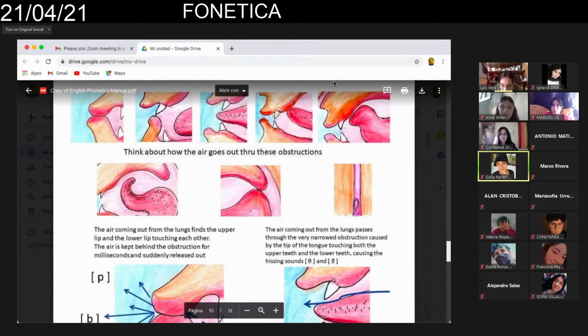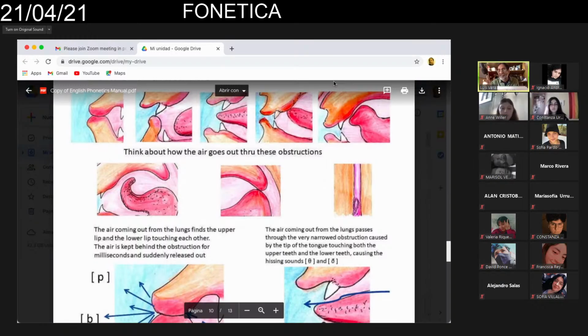Let's revise them now. We already revised the fricatives. Let's start again. f, v, s, z, sh, zh, and h. Now let's revise the stops or plosives. The ones with the explosion. They are, for example, p, b, t, d, k, and g.